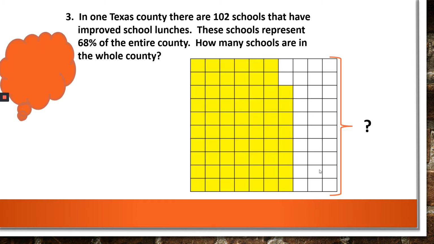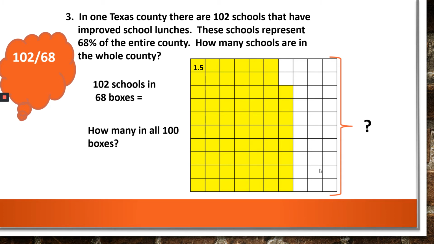Well, the first thing we know is 68%. So I went ahead and shaded 68% for you. But I know I have to fit 102 schools into those 68 boxes. Well, my handy dandy calculator will help me, or I can do it by hand. 102 divided by 68 will give you 1 5/10. Now the question is, how many schools are in all 100 boxes?